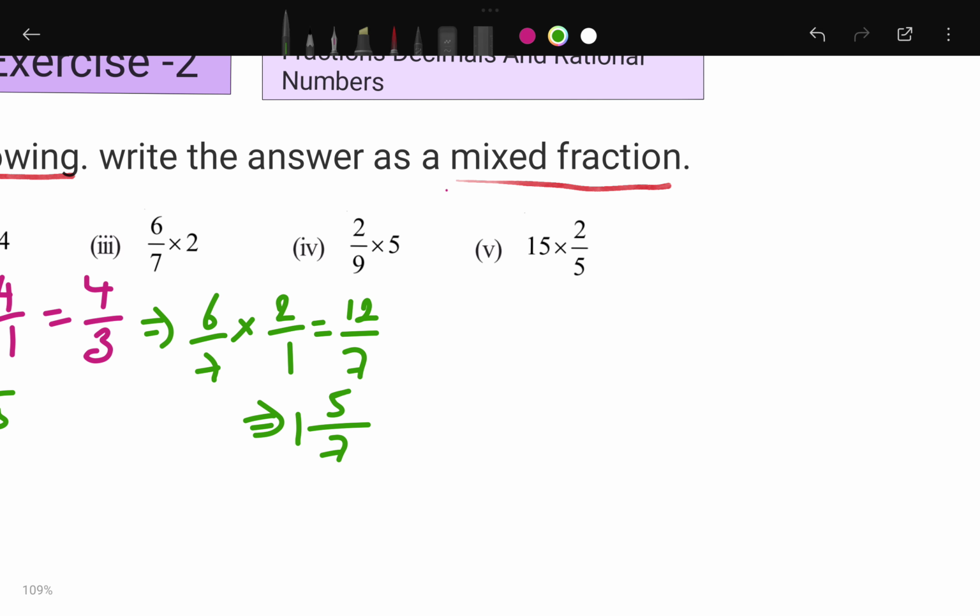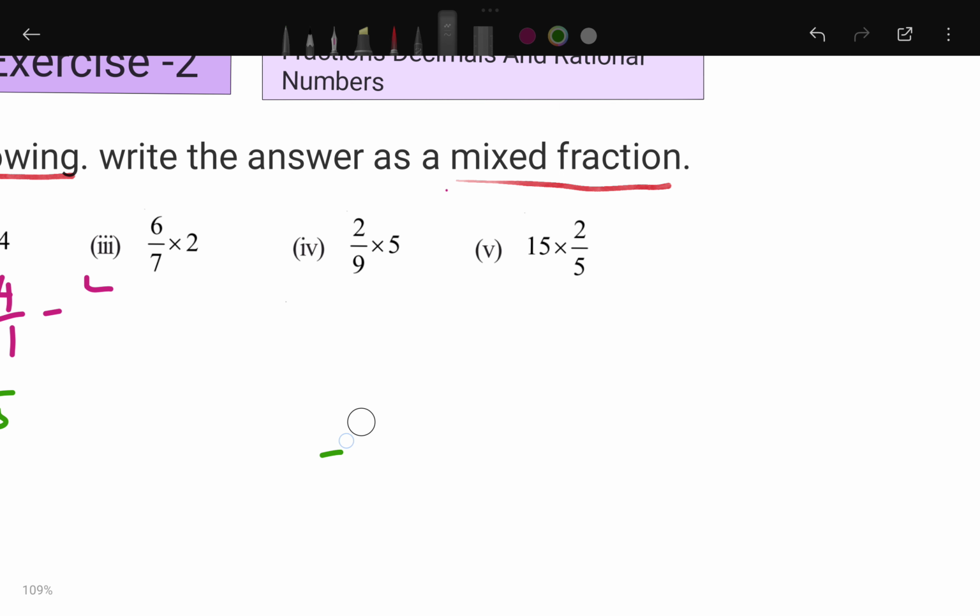Now let's see the question number 4. That's the 4th one here. Okay, so I hope it is clear. So the 4th one here is 2 by 9 cross 5 by 1. Now let's see, can 2 and 1 divide? No. Can 9 and 5 divide? No, it is not possible. Now see straight, can 2 and 9 divide? No. Can 5 and 1 divide? No.